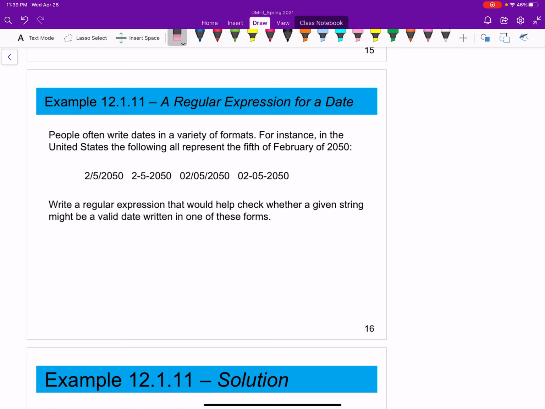This is example 12.1.11. People often write dates in a variety of formats. For instance, in the United States, the following all represent the 5th of February of 2050. All right, so these are the representations. People write the dates in different formats. Write a regular expression that would help check whether a given string might be a valid date written in one of these forms. You have to write a regular expression that represents all these four forms.